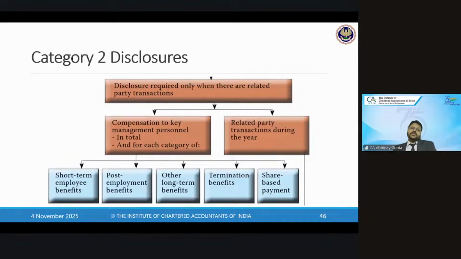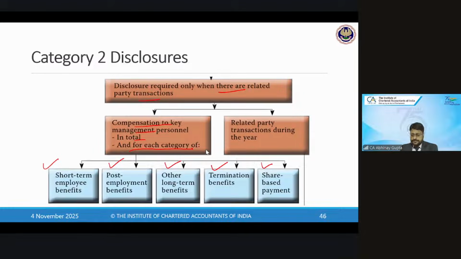Now, category 2 disclosures. Category 2 disclosures are triggered only when there is a transaction, right? If there is no transaction, then these are not triggered. Now, if the transaction is there, then what are the disclosures? Disclosures are required only when there are related party transactions, and transactions are in the nature of compensation to KMPs in total and for each category of short-term employee benefits, post-employment benefits, other long-term benefits, termination benefits, and share-based payment benefits. So have you ever seen a table depicting the compensation paid to KMPs in the related party schedule?